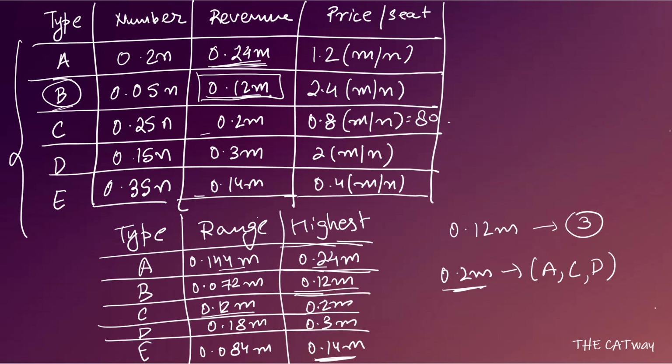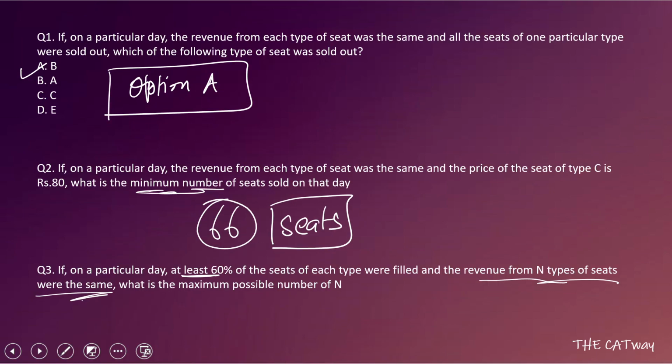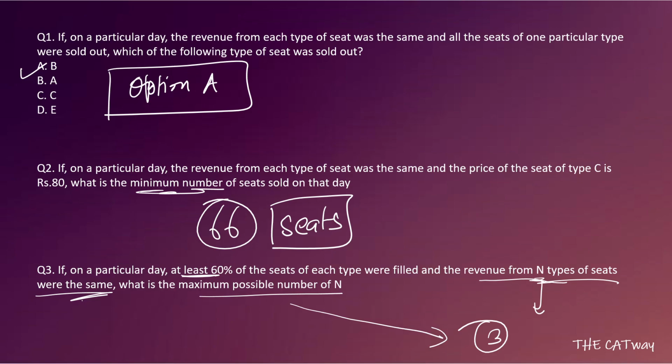So we can say that there are only two values, and each of those values can be taken by three types of seats. So the revenue of n types of seats were the same, and the value of n is 3, because three types of seats have equal revenue. Okay, so the maximum possible number of n is 3.